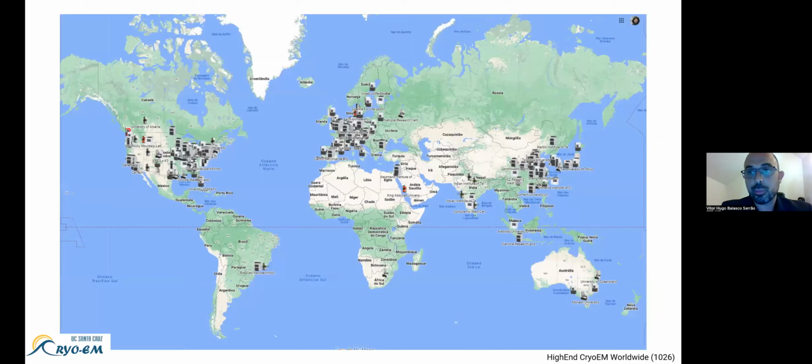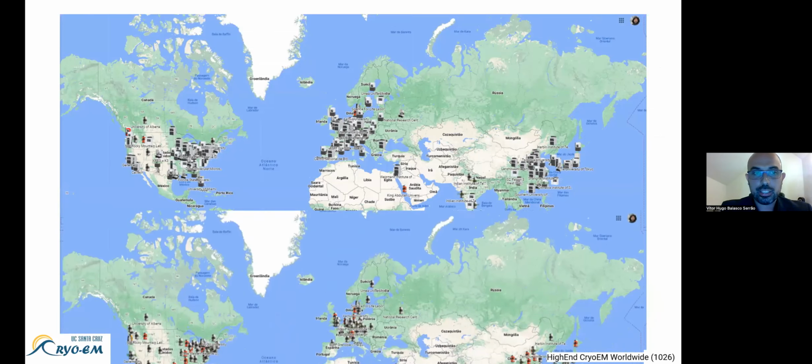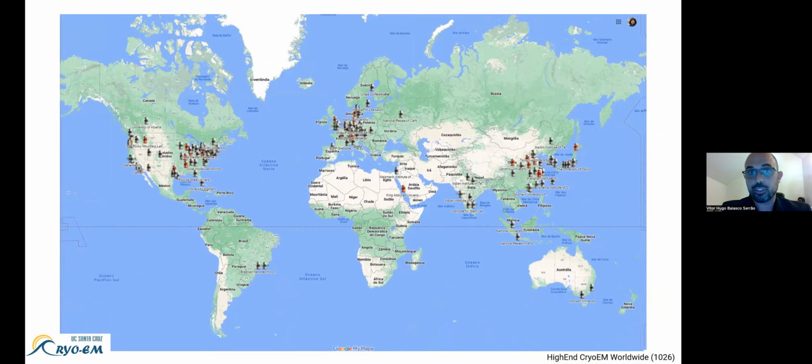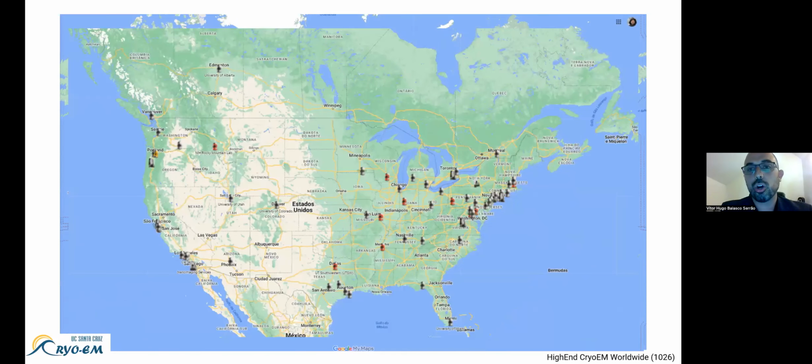So Alex Noble from NYSBC did a great job putting together all the microscopes around the world. And this is a beautiful map showing how the microscopes are spread out. I would like to highlight the high-end instruments, the Krios 300, Cryo ARM, etc., that provide very high resolution and high throughput. And if we highlight only North America, this is how the microscopes are spread out.